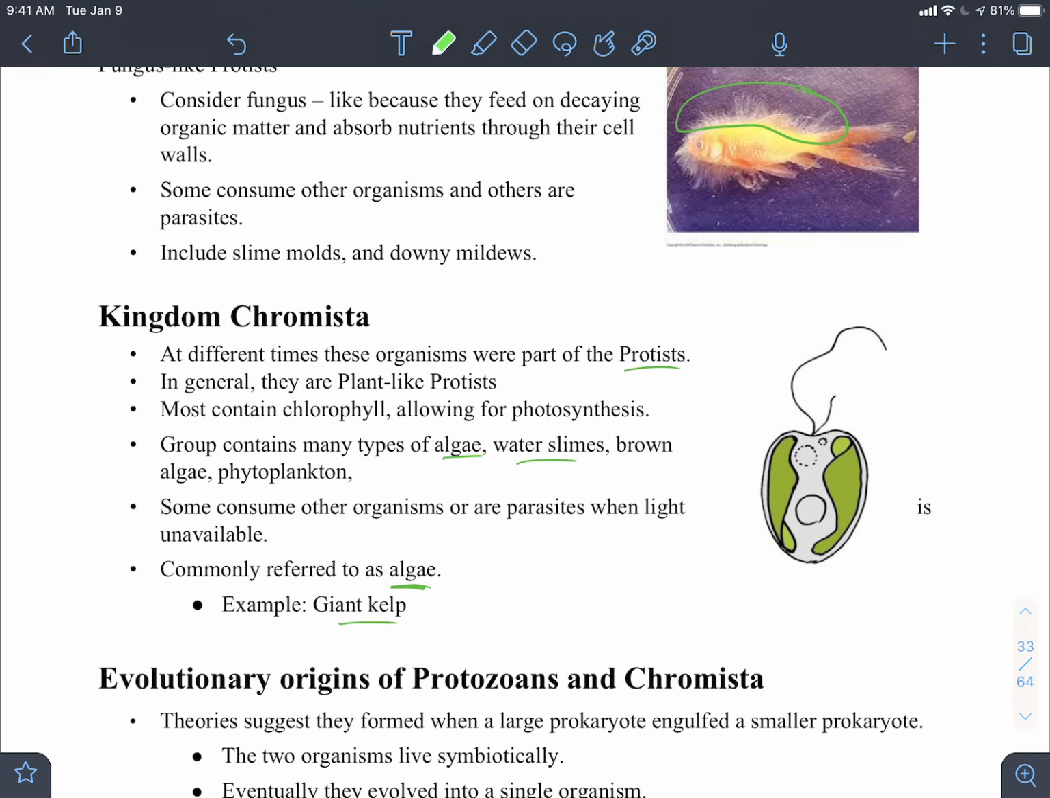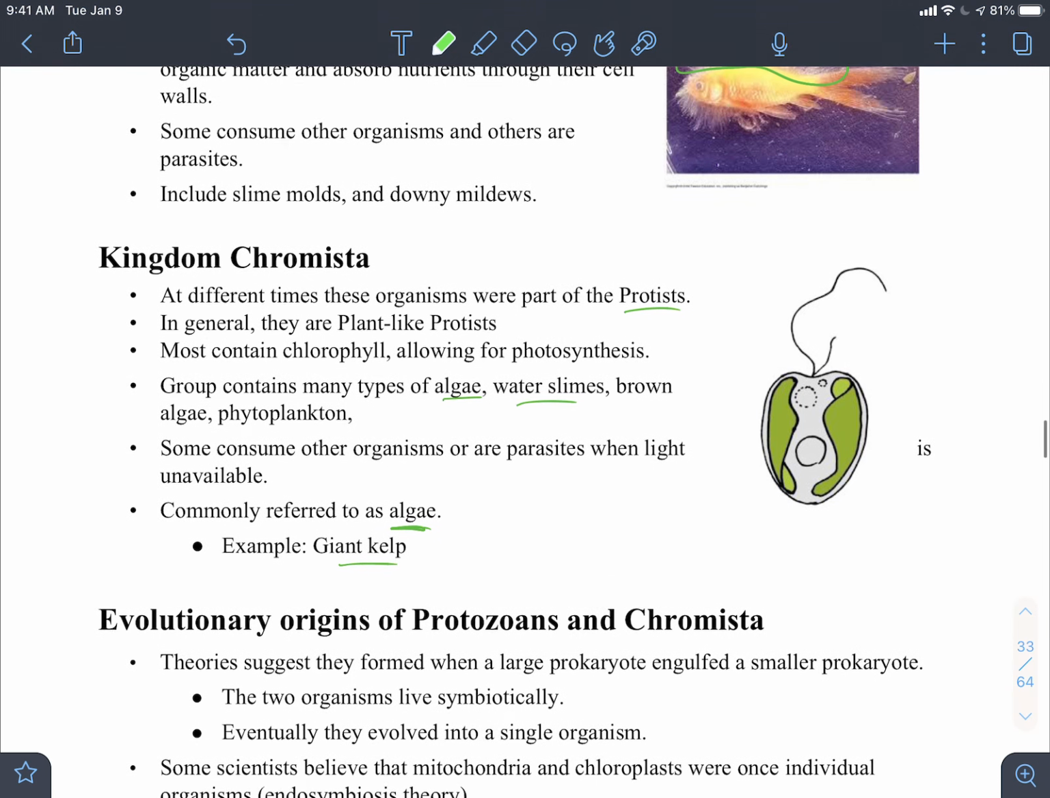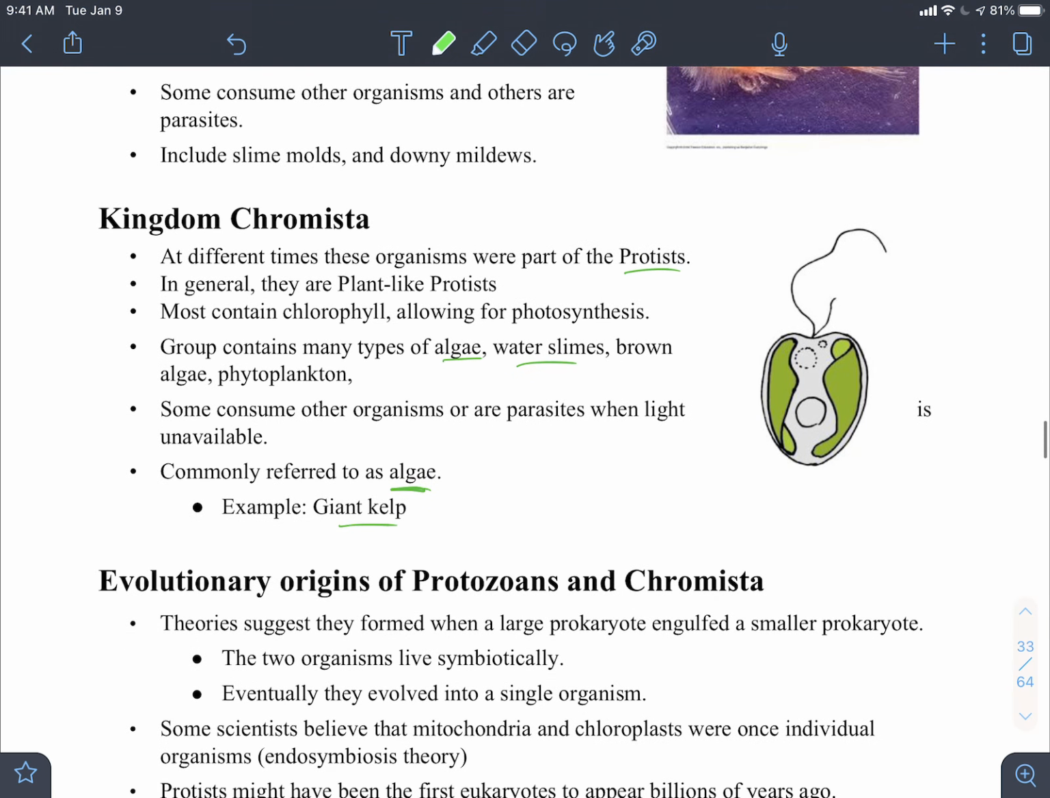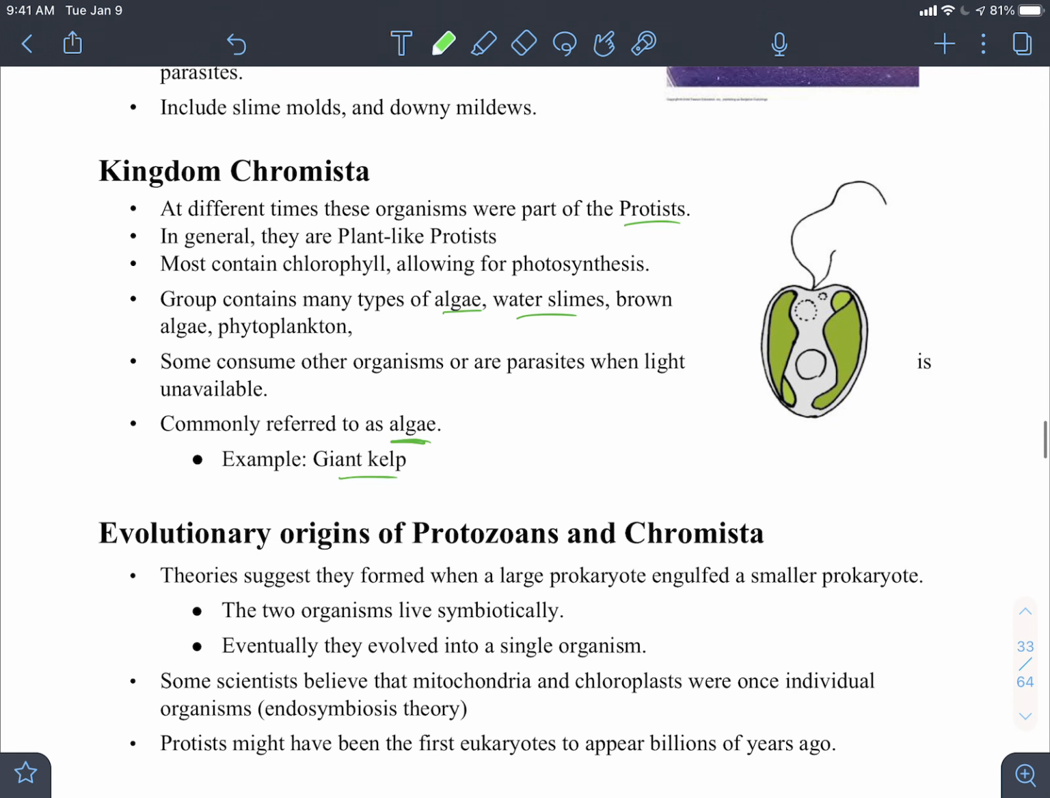And these are multicellular. They do appear to look like plants a lot of the time, but they are actually simpler than plants. They don't usually have a lot of structure to them. They're very simple things. And there are a couple that consume organisms or are parasites when light is unavailable, so they can actually change forms and function. Here's an example of a chromista, an algae, where we have some form of chlorophyll use. Not a chloroplast, they just are able to produce chlorophyll, I believe is the concept here.